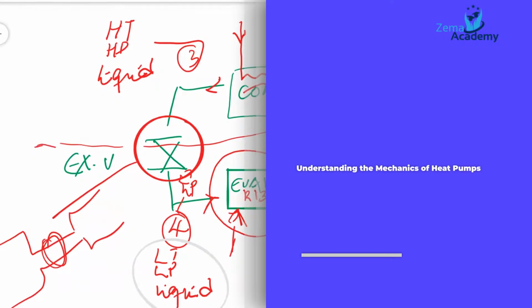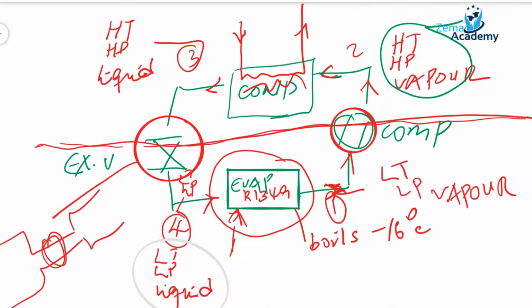So at the beginning, as I said, if you divide the circuit into two halves, as you can see, anything below the line is low temperature and low pressure, and anything above the line is high temperature and high pressure. Okay, so you can divide the circuit into two. That is the basic principle of any vapor compression system.